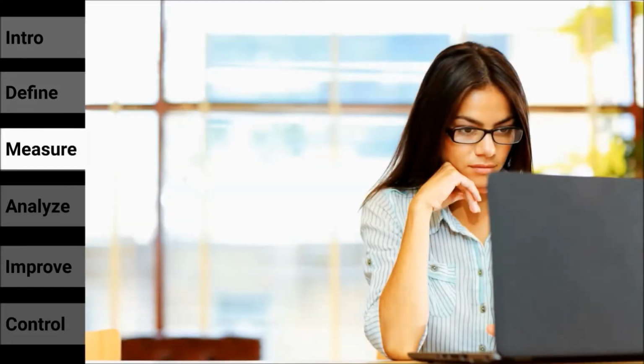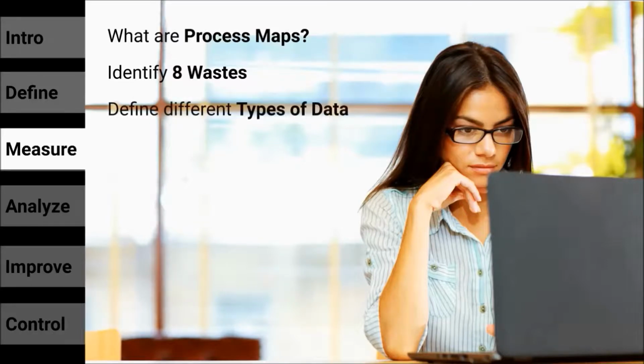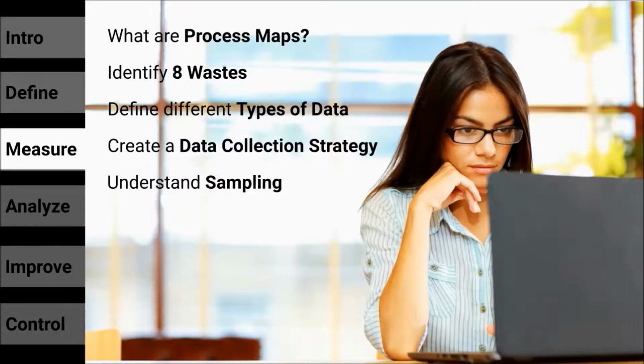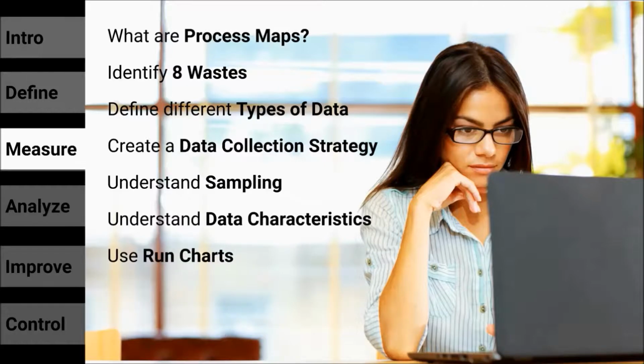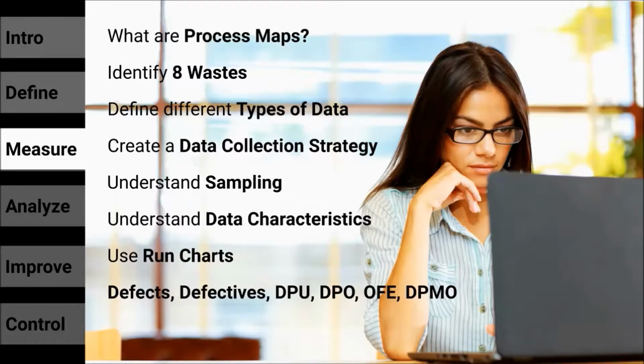Moving through the measure phase, you will learn about process maps, understand the 8 wastes, define the different types of data, create a data collection strategy, understand sampling and sampling techniques, understand data characteristics such as the mean, median, mode, and standard deviation. Check the stability of data using run charts. Understand what is a defect, defective, defects per unit, defects per opportunity, opportunity for errors, and defects per million opportunities. Then calculate the process capability of your existing business process.